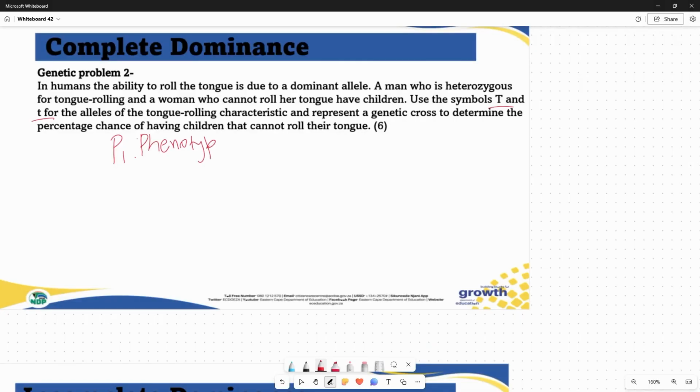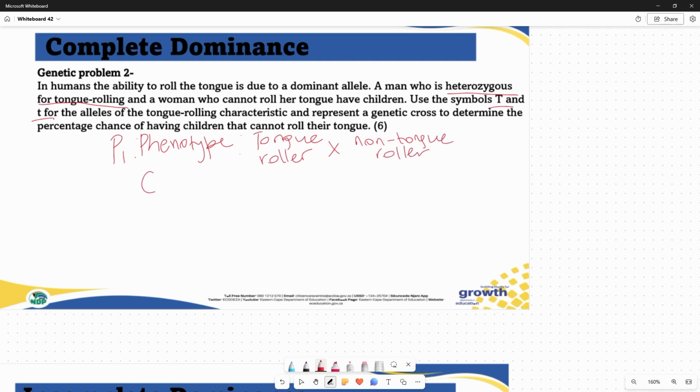Okay, so what is the first thing that we do when we represent a genetic cross? We need to write P1. Now, in P1, we write the phenotype. So now, what is the phenotype of the parents? A man is heterozygous for tongue rolling, so it means the man can roll his tongue. So we have got a man who is a tongue roller. This man is married to a woman who cannot roll her tongue, so the woman is a non-tongue roller because she cannot roll her tongue.